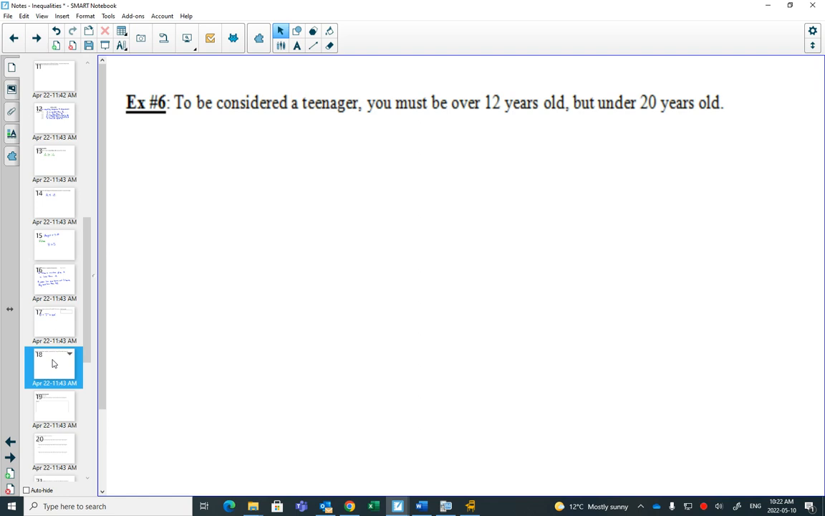To be considered a teenager, you must be over 12 years but under 20. Ooh. I don't know if I agree with this. No, because 12 you're a teenager. Because what if you're 12 years in one day? Yeah, if you're 12 years in one day, are you a teenager? No. So this part's okay. Under 20 is fine. But I think this part should be 13 years. At least 13 would be a better way of writing it.